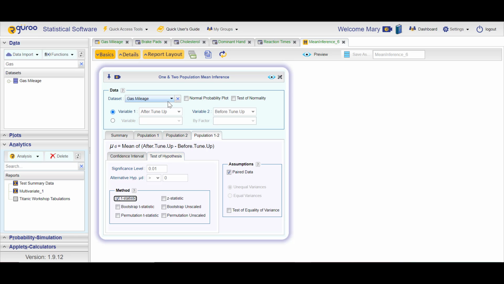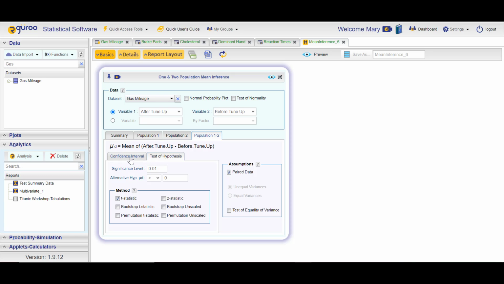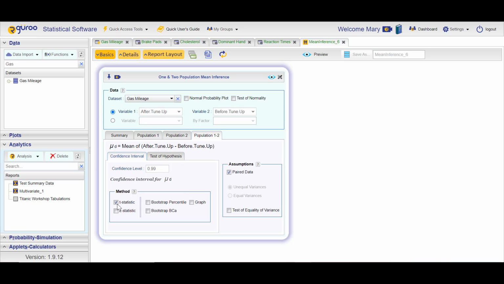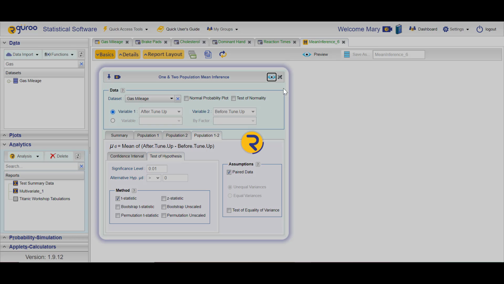So again, choose your data set, choose your two variables in the correct order that you would want to subtract them, that would agree with your alternate hypothesis statement. In the summary, click paired, and everything should pop up there. Click population 1, 2. Enter your confidence level and T-stat if you want to do a confidence interval, and then enter your significance level, your alternate hypothesis, and T-statistic if you're doing the hypothesis test, which we are. Don't forget to make sure paired is checked, and then preview.